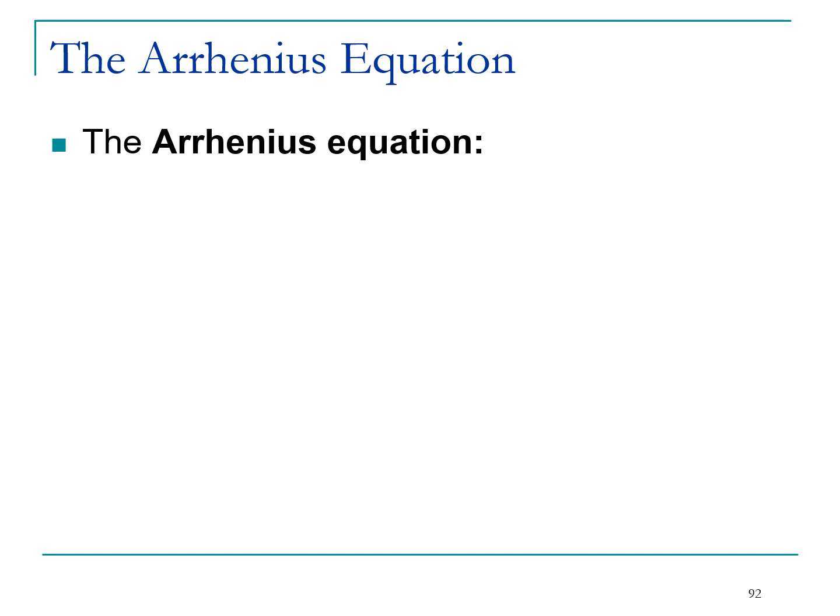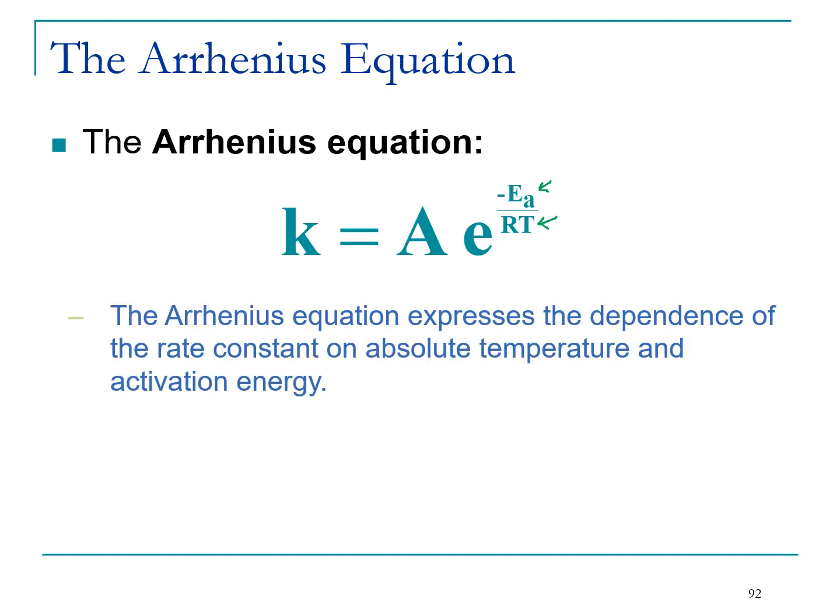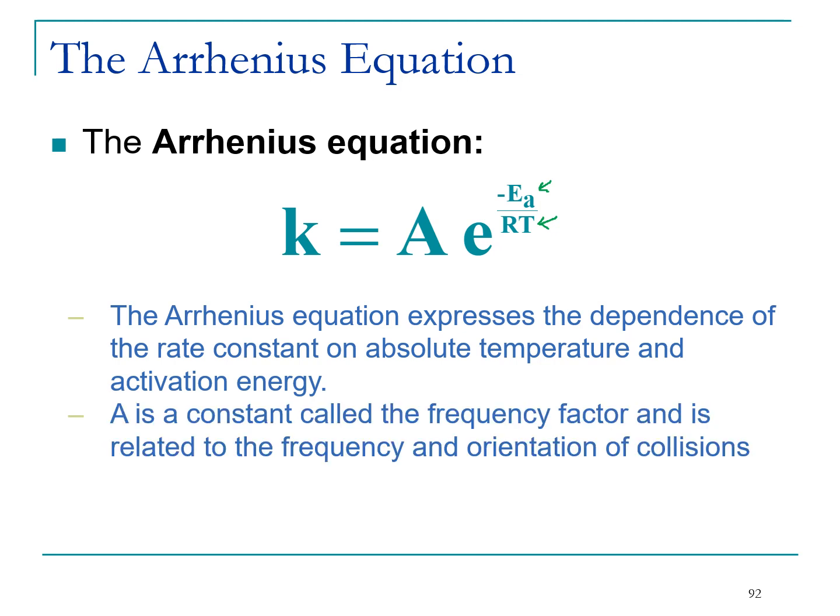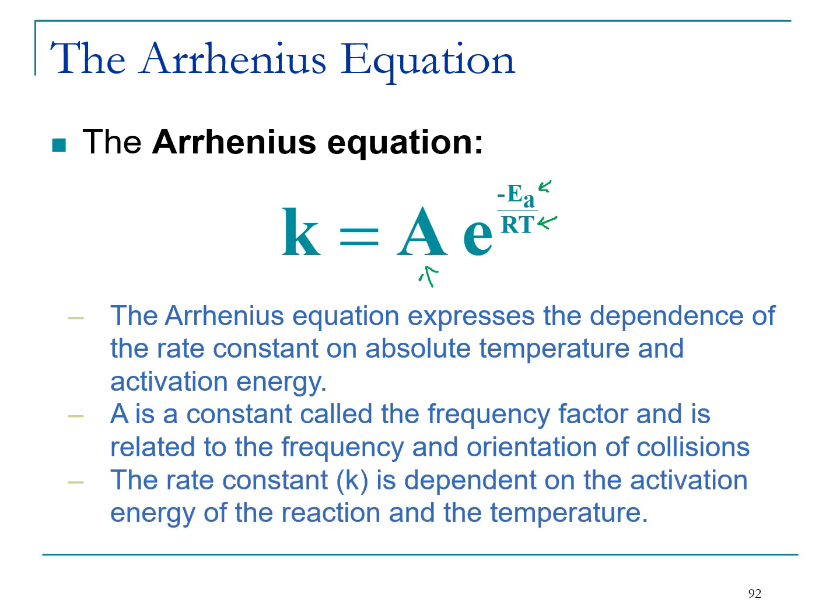So we can look at what's called the Arrhenius equation. The Arrhenius equation relates the activation energy and the temperature of the reaction to the rate constant of the reaction. So the Arrhenius equation expresses the dependence of the rate constant on temperature and on activation energy. So both things. A is called the frequency factor, and it's actually related to orientation and frequency of collisions. And the rate constant, k, of course, is dependent on the activation energy and the temperature. So k is just the rate constant. And with a bigger rate constant, generally the better the reaction.